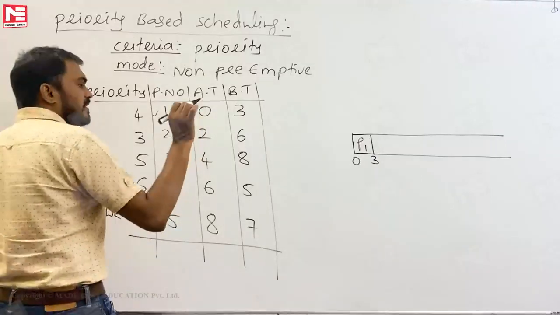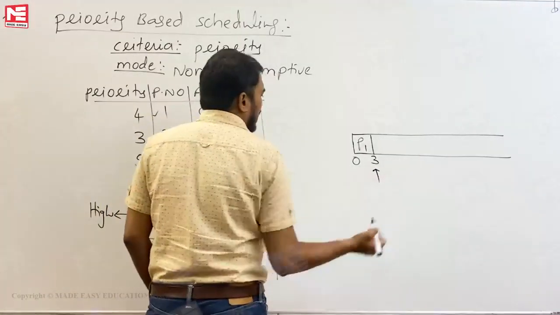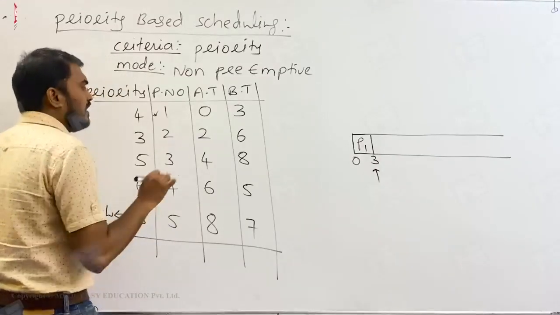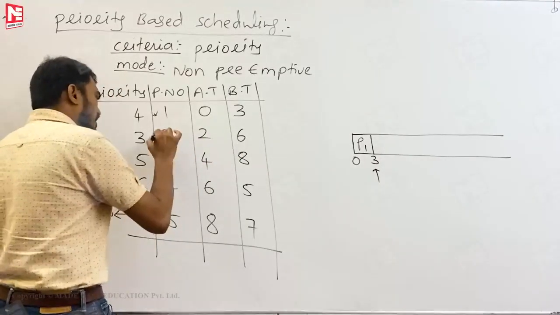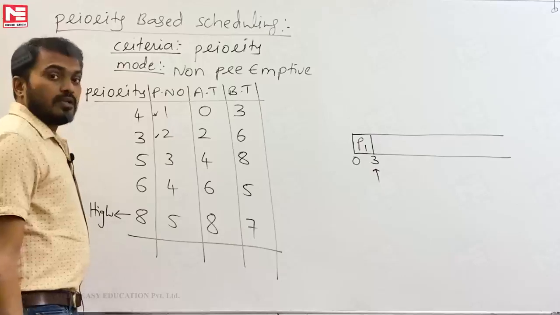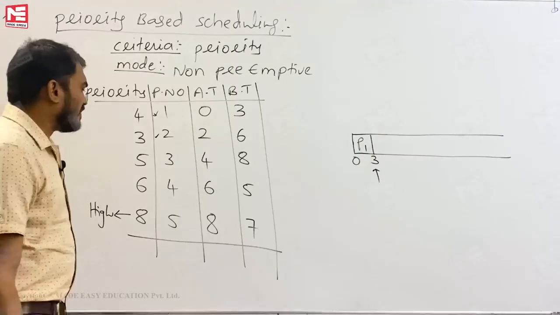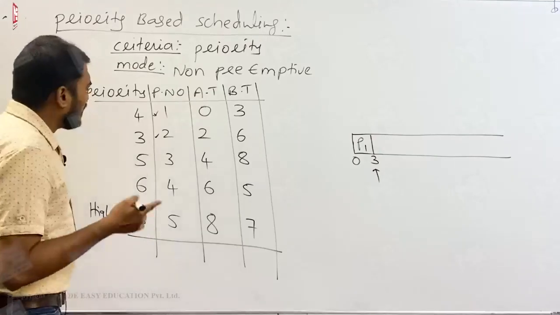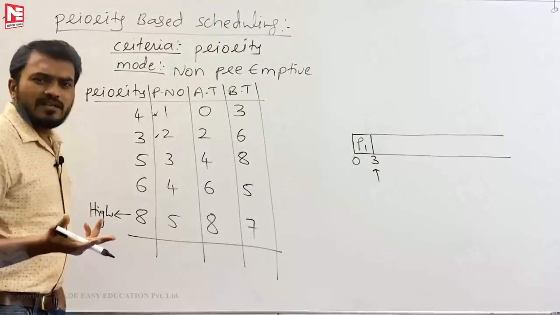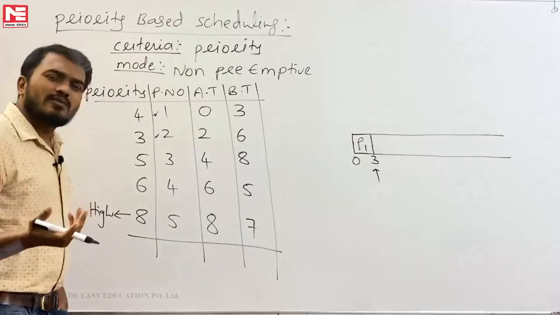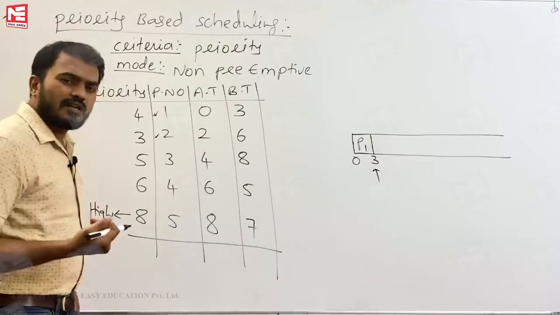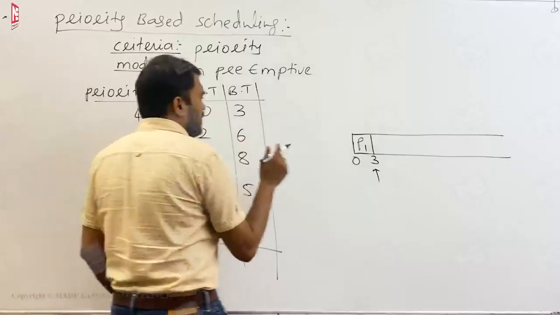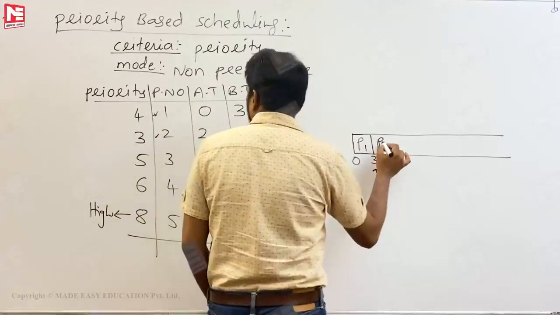Once P1 is completed, look here, the present time is 3. By the time 3, what other processes are available? Only P2 is available. So when only P2 is available, there is no need for any decision making. If there is only one process, what will you decide? Nothing, just run it directly. So directly execute only process P2, right? Only one process there.